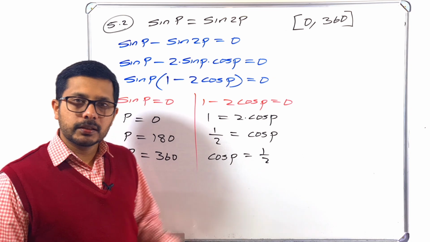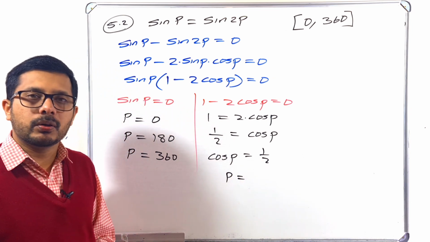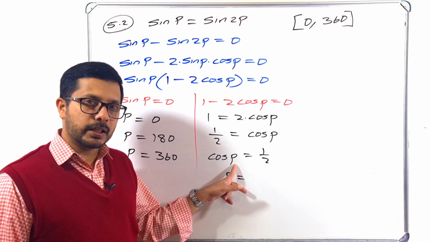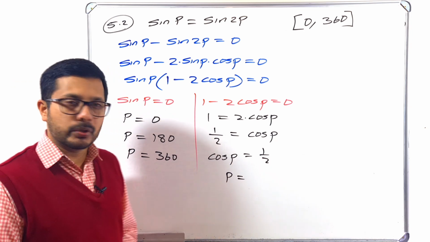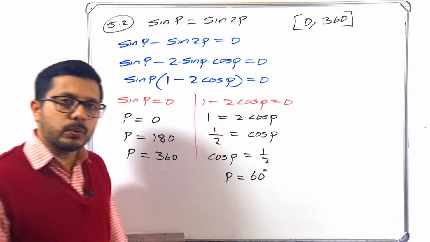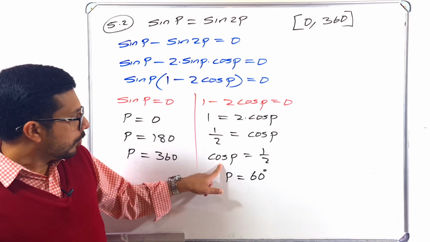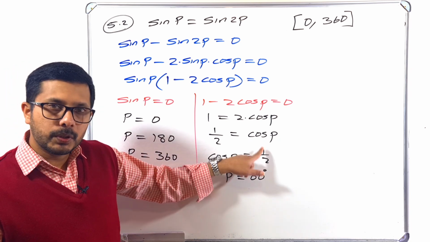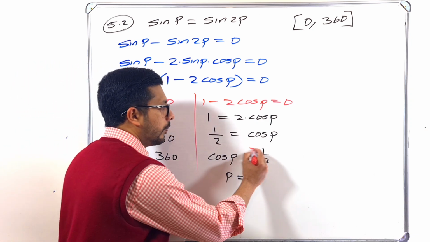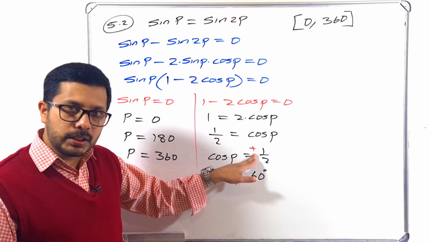So what is the value of p? P is equal to, that's a special angle also, cos of 60. What is cos 60? That's a special angle. Cos 60 is half. So it means that p is equal to 60 degrees. Now at the same time, cos p is equal to half. Half means, what is the symbol here? Plus. Am I right? So it means that cos is positive.